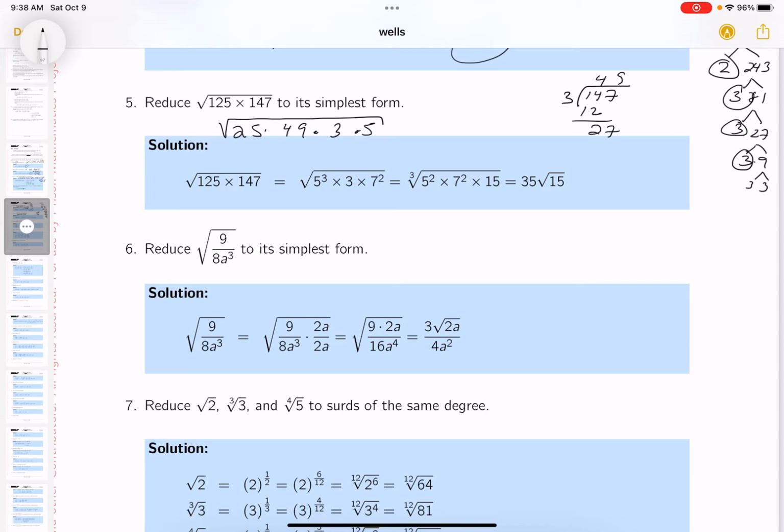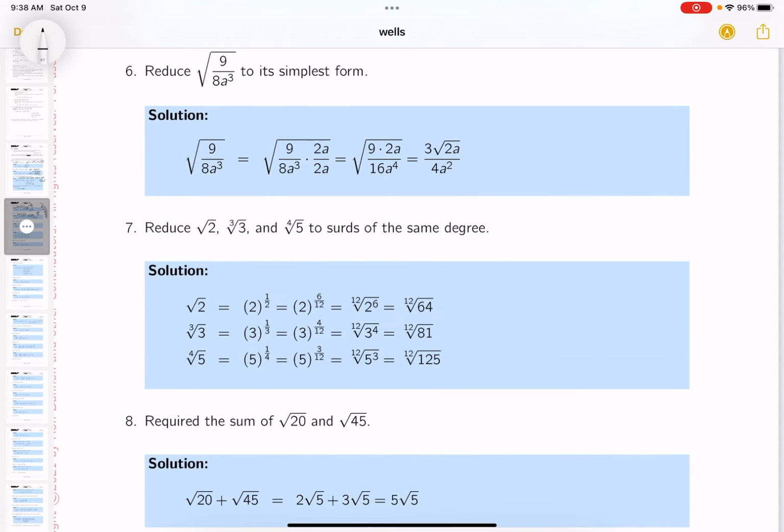The square root of 25 is 5. The square root of 49 is 7. You should recognize small perfect squares. And 3 times 5 is 15. So what do you get over here? 35 square root, or root of 15. Mistakes happen. That's why we'd like to give you an answer key to look at. And there is work down here for you.